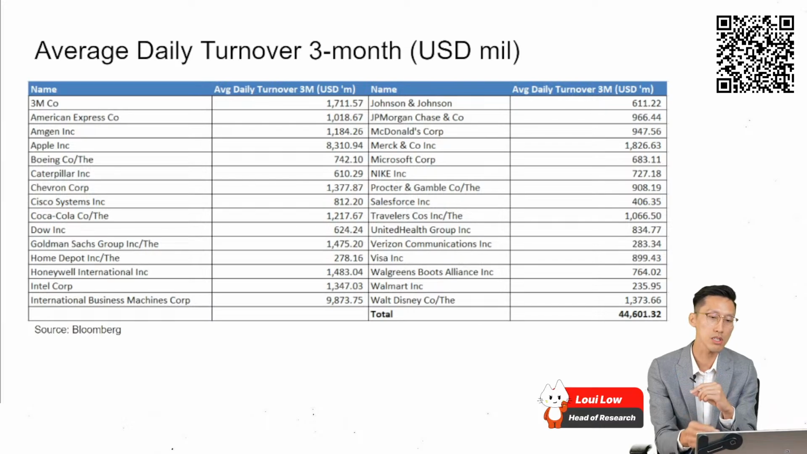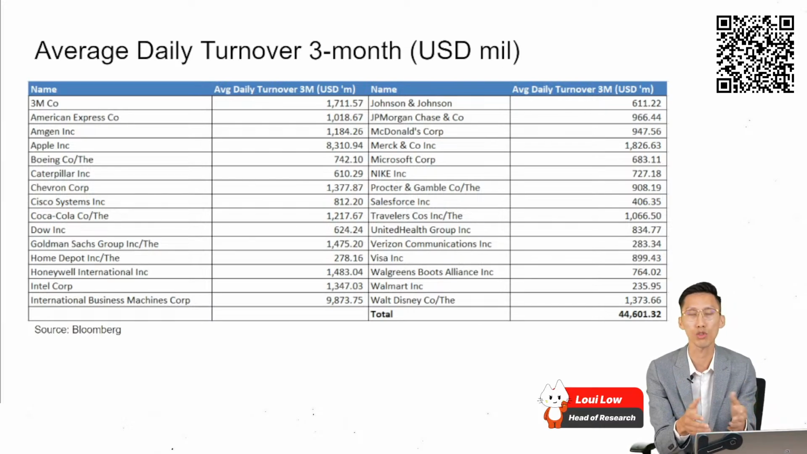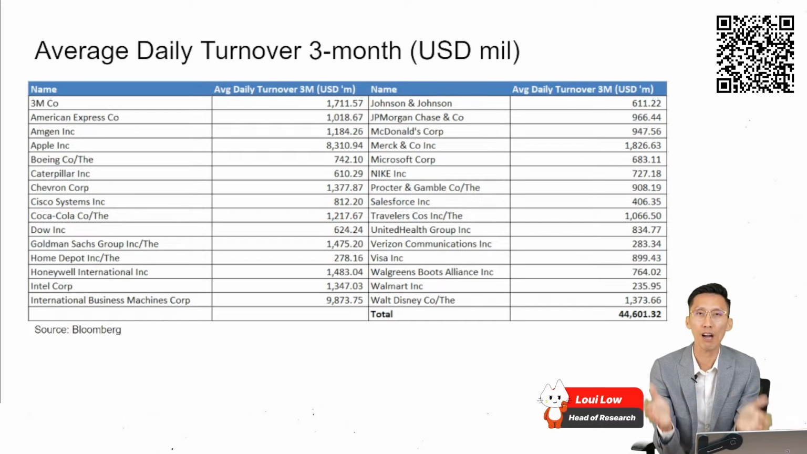And if you notice, all these are coming in US dollars. So basically, if you total up all this 3-month average daily trading value, it comes up to about 44.6 billion US dollars per day of trading. As compared to Malaysia, where maybe towards the peak during 2020 it was about 5 to 6 billion average trading value per day. That is in RM terms.